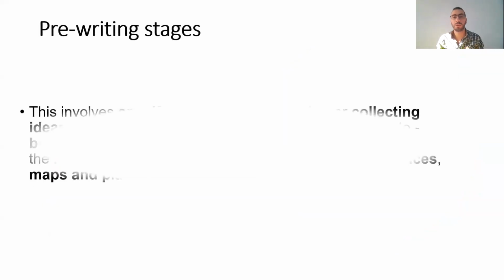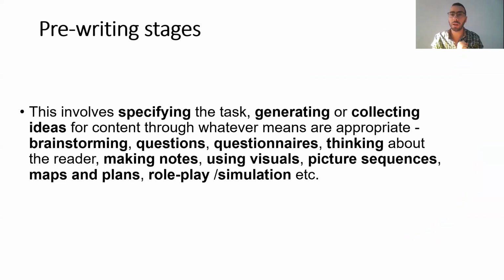Now, let's focus first on the pre-writing stages in such an approach. First, in the pre-writing stages, we can have the lead-in. Normally in any lesson, we do have that. But if we focus more on the writing, in this stage, we need to specify the task. We need to tell students what the task is, generate ideas or collect ideas from students, brainstorm it together. We can do this through many appropriate means, like brainstorming. We can provide them with questions. We can use questionnaires. We can let them think about the reader, make notes using visuals, pictures, anything that can help students come up with ideas for the writing. It will also help.